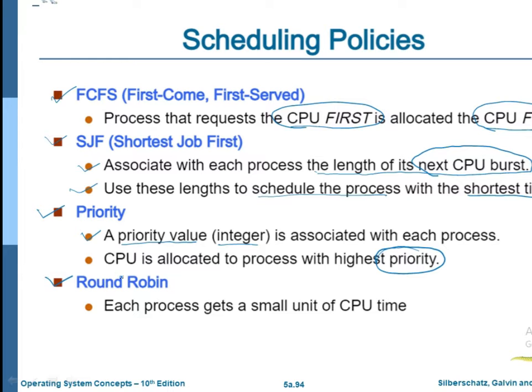Then the next one is round robin scheduling. Here we use a time quantum. We allow each process to use a small unit of CPU time equal to the time quantum. Either the process will complete within that time quantum, or after the time quantum is over we preempt the process and allot the CPU to the next process.